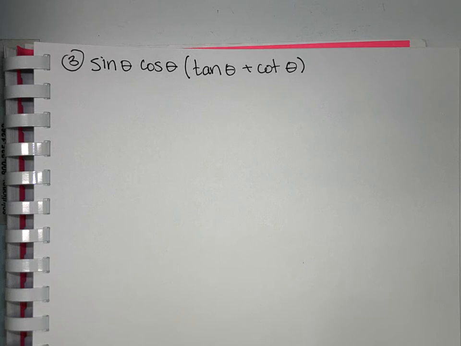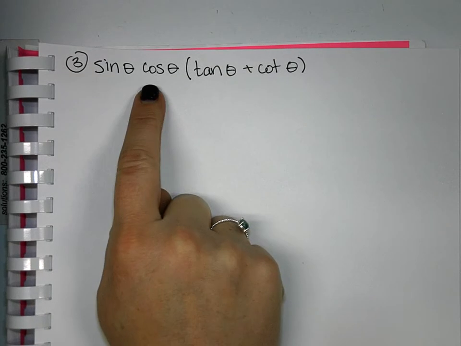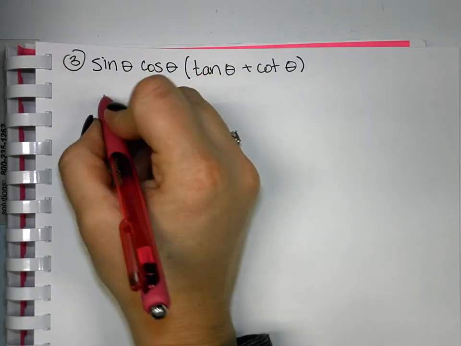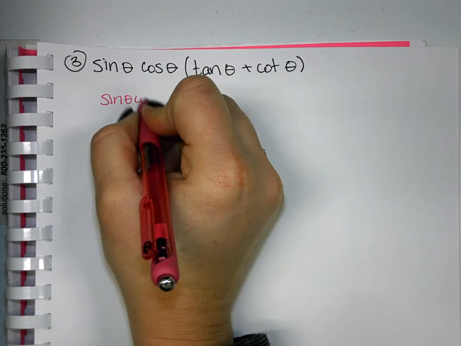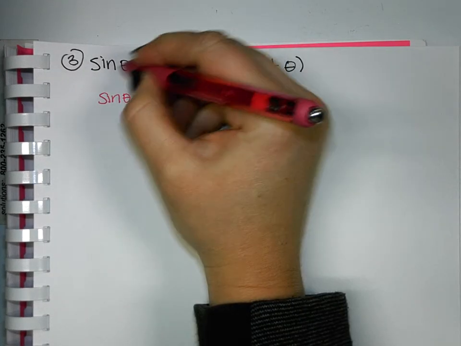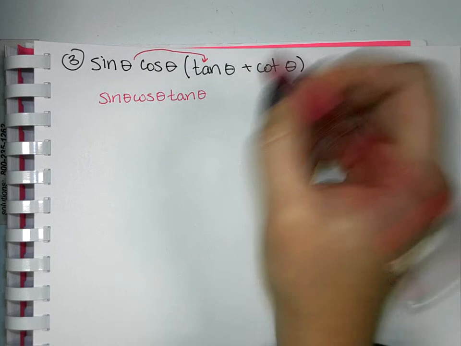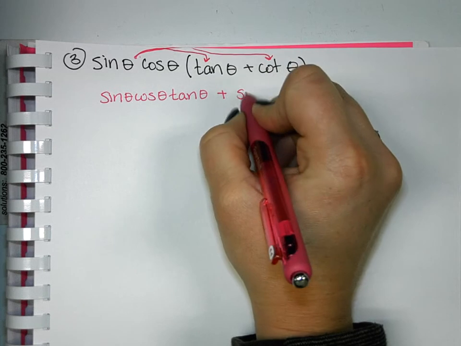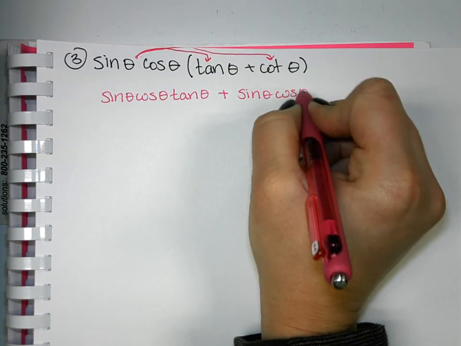So again, with this one, I'm going to look at my list and try to think, what might I try? So I can start by distributing, because I do have something on the outside being multiplied to something being added on the inside. So if I look at that and multiply, I'm going to have sine theta cosine theta times tangent theta. So that's me distributing to the first term, plus, and now I'm going to distribute all of that sine cosine to the second term, sine theta cosine theta cotangent theta.